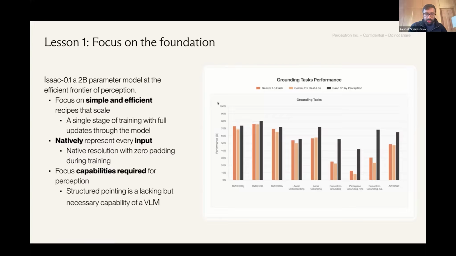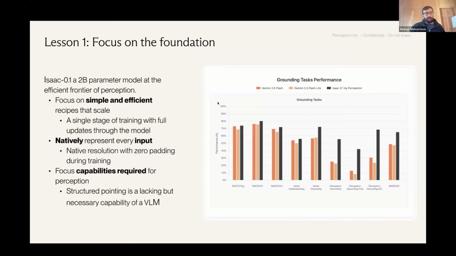The paper talks about it in more detail, but 0.1 essentially built a single stage of training that allows for full updates to the model. So no specialized learning rates per module, no multiple rounds of training. You can come up with one recipe and train that, and you can achieve frontier performance at the 2 billion parameter scale. This was quite impressive to us because we started to compete with other models, like even the Gemini Flash series, at something that was runnable on a cell phone.